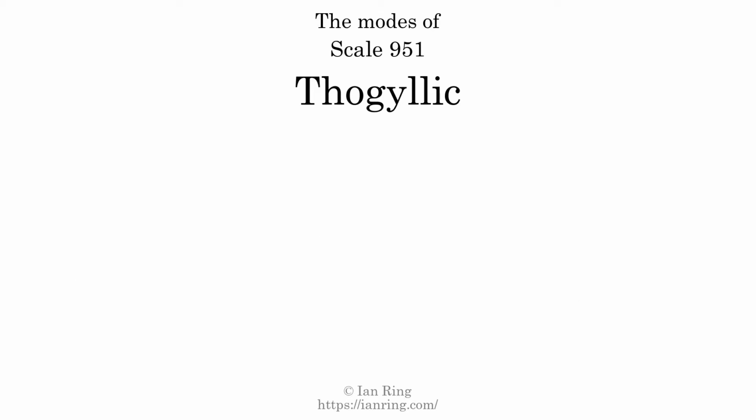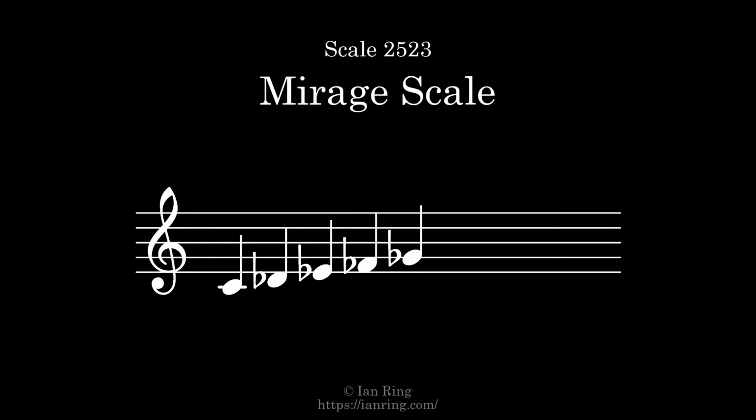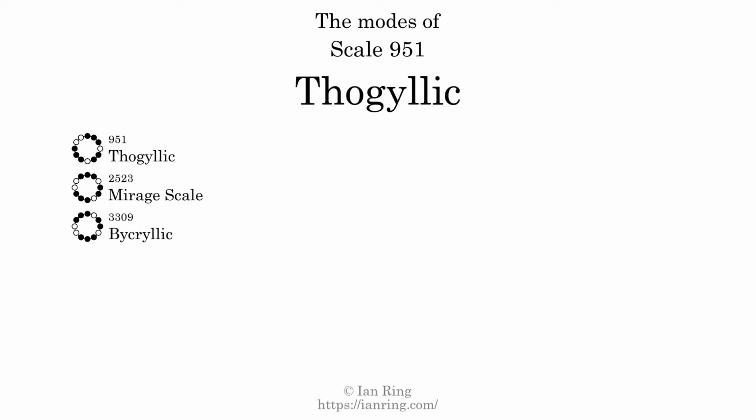This scale has 8 modes. The first mode is itself. The second mode is scale 2523, also known as mirage scale. It sounds like this. The third mode is scale 3309, also known as bicrylic. It sounds like this.